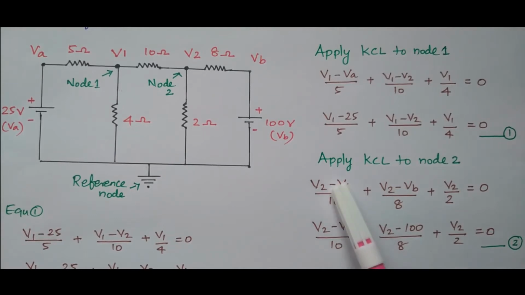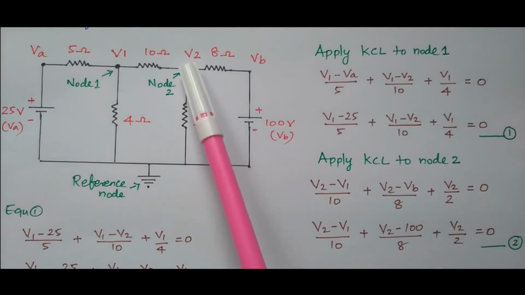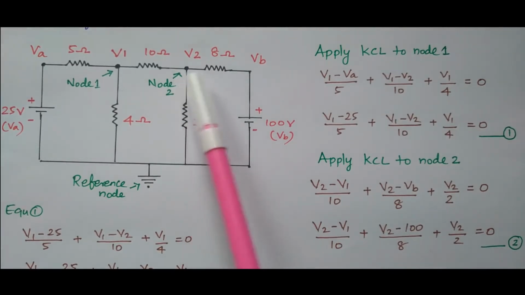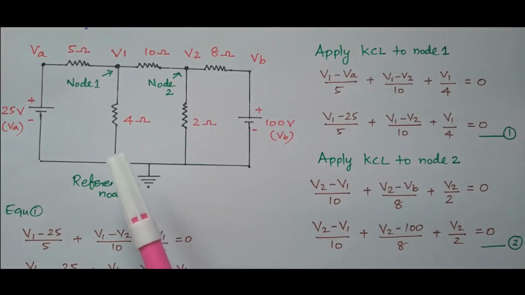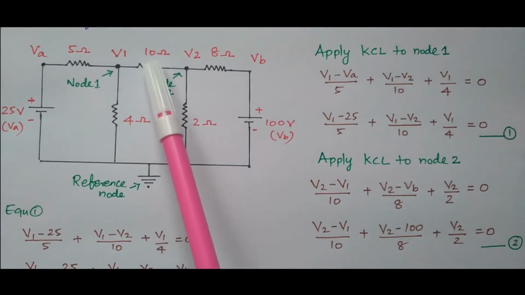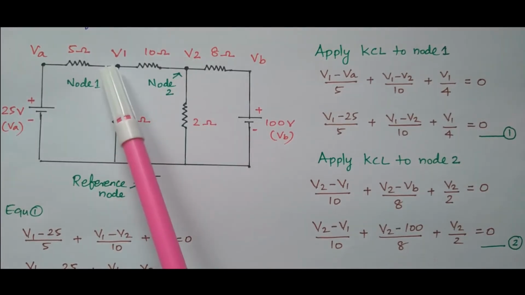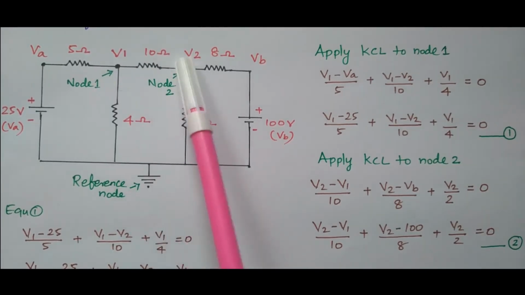Now we'll apply Kirchhoff's current law to the second node, node 2. At the second node, what are the resistors available? This 10 ohm is connected, this 2 ohm is connected, and 8 ohm is connected. 3 resistors are connected at node 2. First consider this 10 ohm. What is the voltage across 10 ohm? V2 and V1. It is connected between node 1 and node 2.